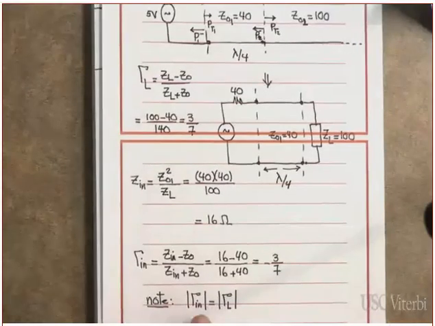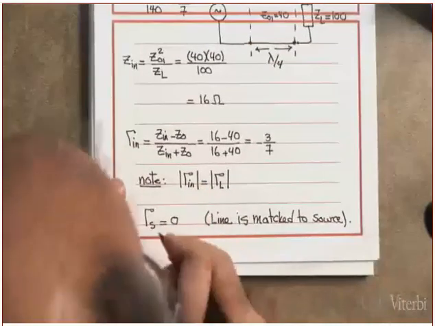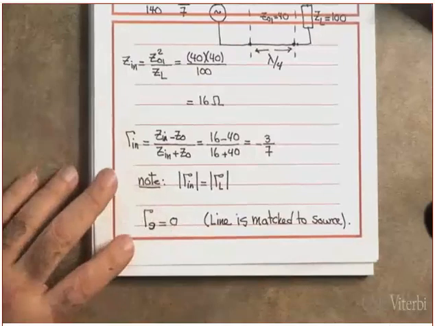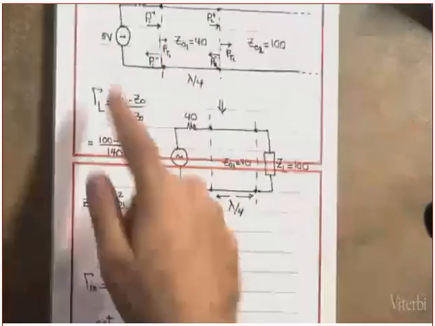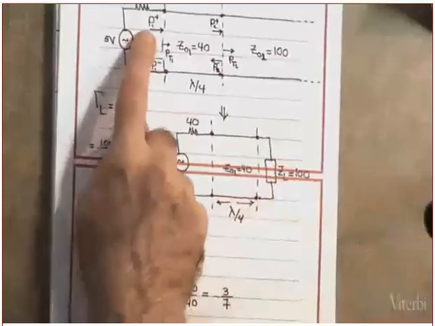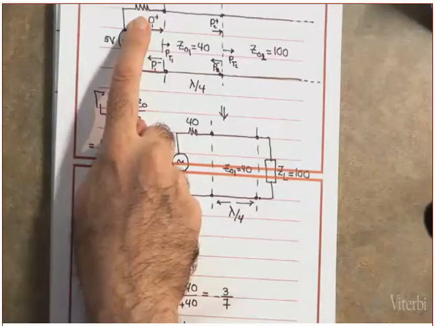Okay, good. Now, again, note that the absolute value of gamma n is the same as the absolute value of gamma L. What is gamma G? Why? It's matched. The second example that he shows, in place of 40, he put 30. You follow me or not?